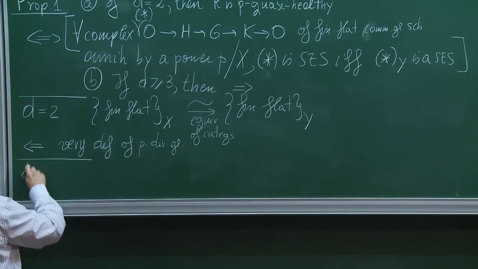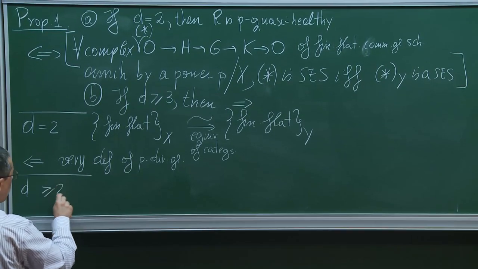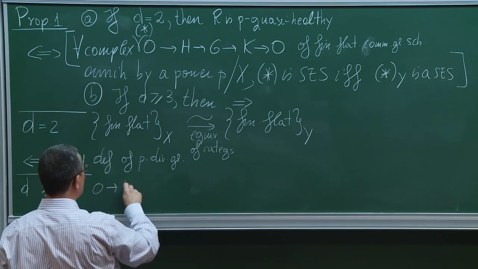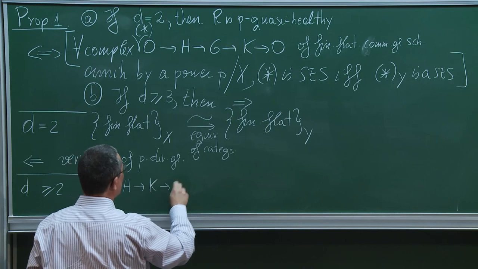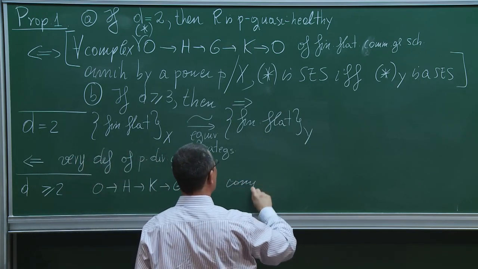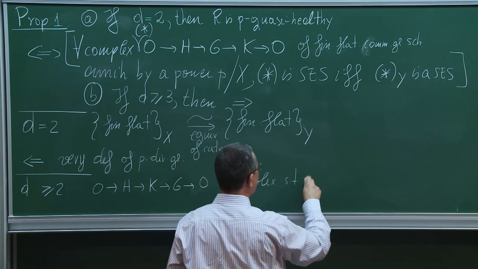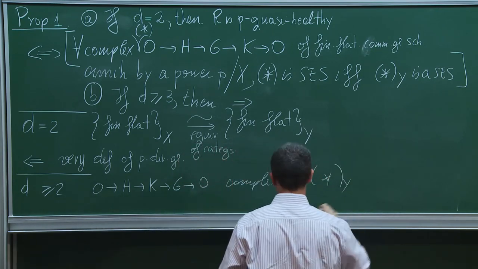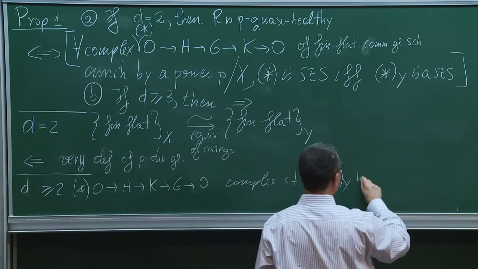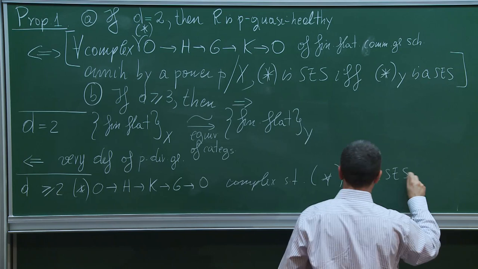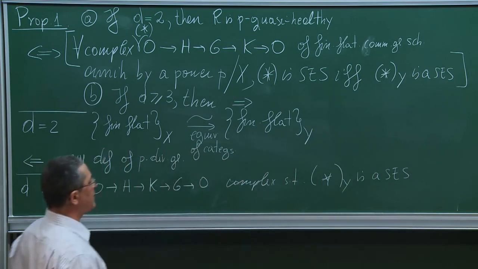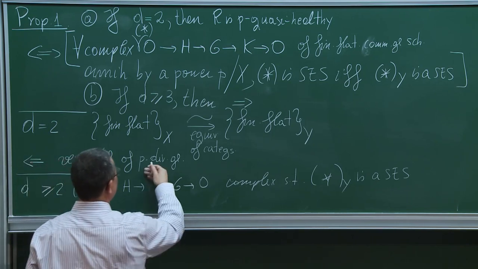Now, for d greater or equal to 2, if you have a complex such that it's pulled back to Y is a short exact sequence. But, okay, so it's a short exact sequence. Oops, sorry, this has been inverted.